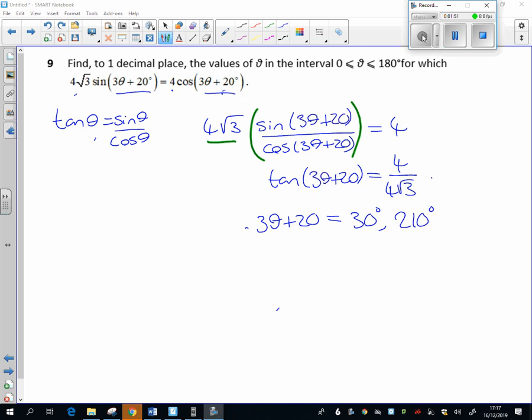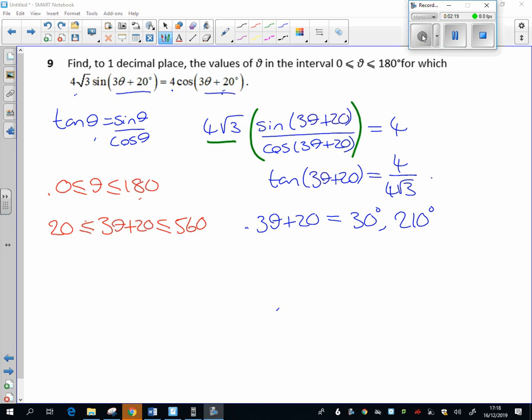Now, if I want to check how far I can go, so the original values for theta they wanted were anything from 0 to 180 inclusive. So if I want to check what possible values of 3 theta plus 20 I can get, I just need to multiply that by 3 and add 20. Okay, so I can actually go all the way up to 560 degrees.